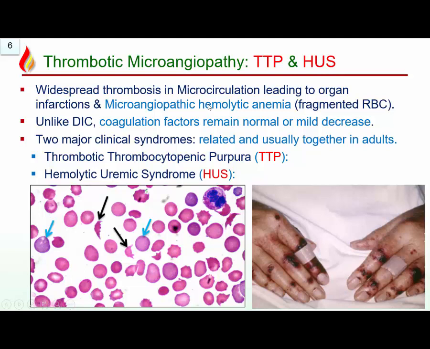They are almost like DIC, widespread thrombosis in the microcirculation, organ infarctions, microangiopathic hemolytic anemia, that is breakdown of the RBC due to formation of the fibrin threads. Okay, so these features are also seen in DIC, but unlike DIC, coagulation factors usually remain normal. So there is only activation of platelets, very little activation of coagulation. Okay, these conditions are similar to DIC, but slight difference.